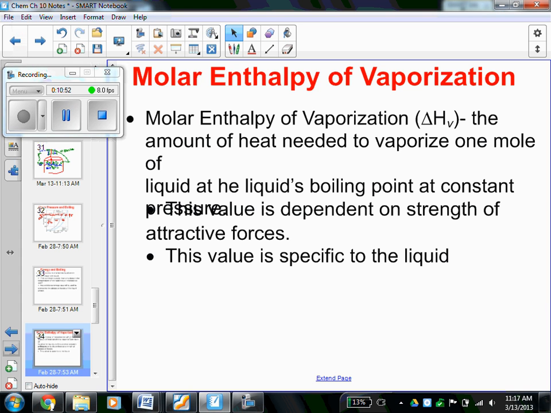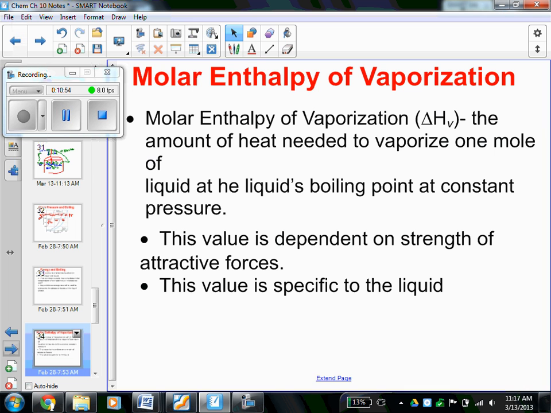Okay, molar enthalpy of vaporization, or delta HV. And by the way, enthalpy is just a fancy word for heat, and I won't discuss why at this point. I don't think we need to know that. But molar heat of vaporization, or molar enthalpy of vaporization, is the amount of heat needed to vaporize 1 mole of a liquid at the liquid's boiling point at constant pressure. Now, every liquid has its own molar enthalpy of vaporization. It's a physical property. This value is specific to every liquid. Okay, so this is a value that I have to actually look up. The higher the molar enthalpy of vaporization, the stronger the attractive forces.